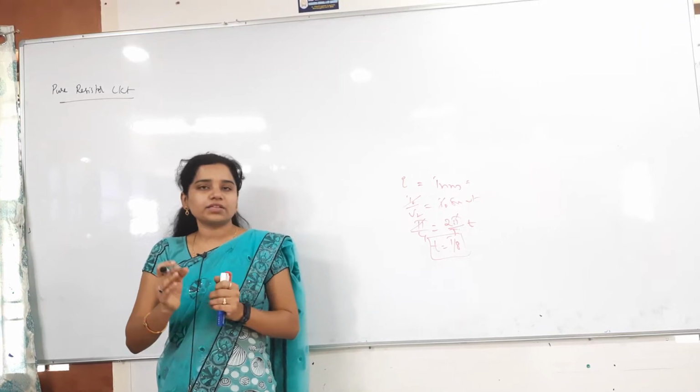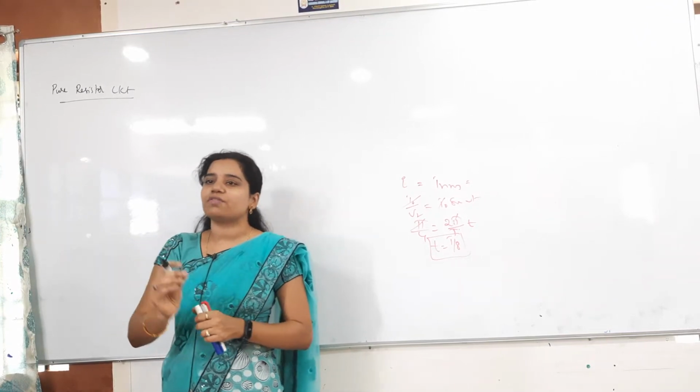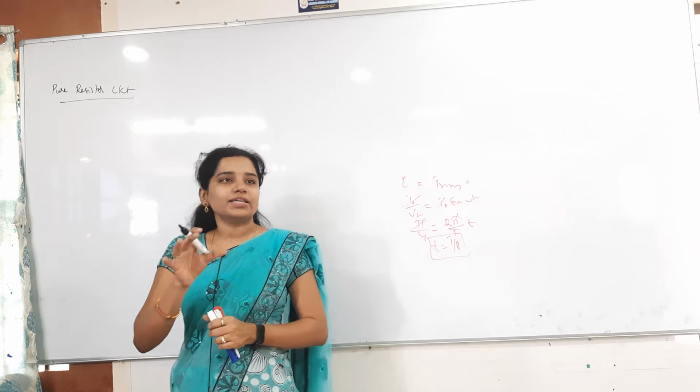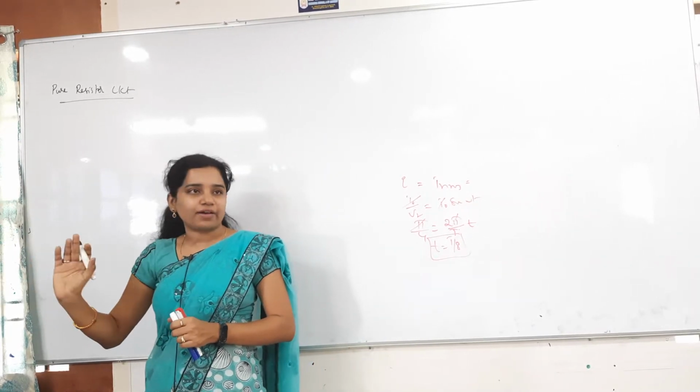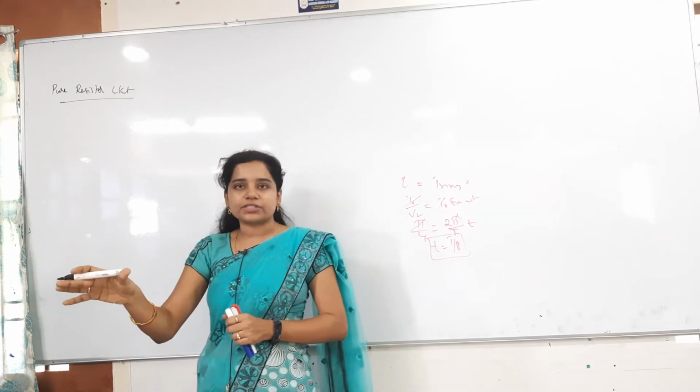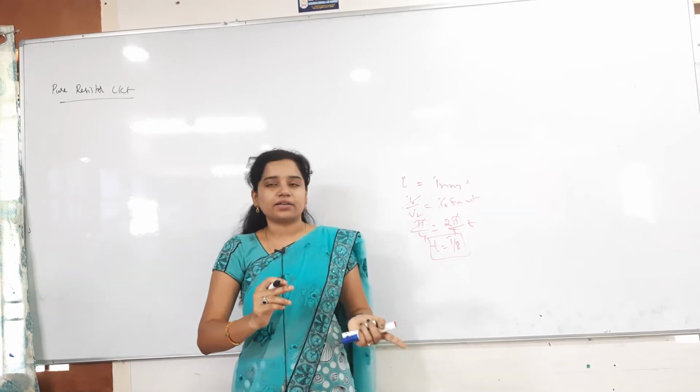In this chapter, all the problems are based on only one methodology. First of all, I have to take the AC voltage. What is the AC voltage? E is equal to E naught sin omega t. By taking that equation, you have to derive the current.